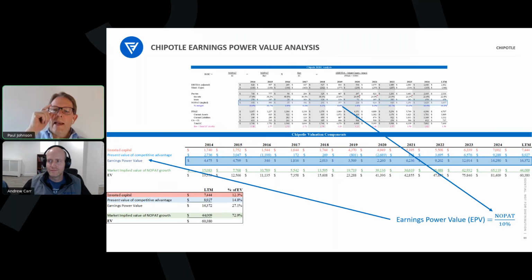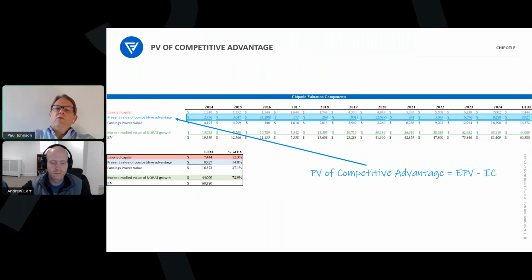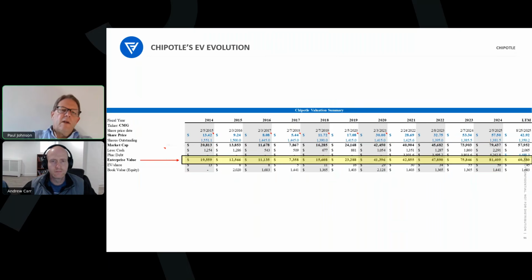Next, I take no PAT and I capitalize that at the cost of capital. I'm lazy, so I use 10% rather than some other number for cost of capital. I use no PAT divided by 10. That gets my earnings power value. The difference between those two is the present value of competitive advantage. These are all nice. The tables, the charts are better. All right, so there's your enterprise value. We got that from the top table.